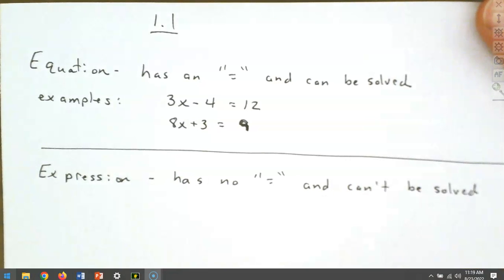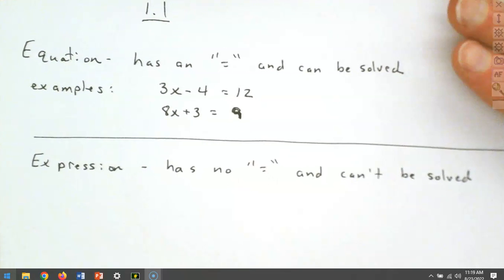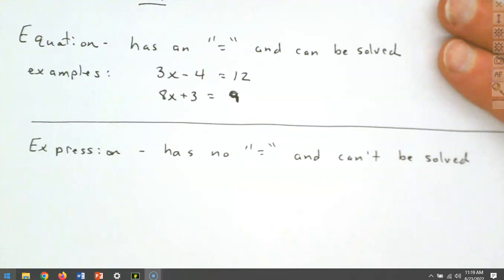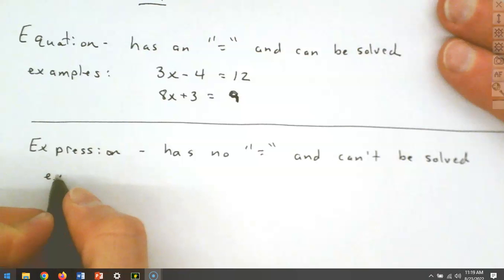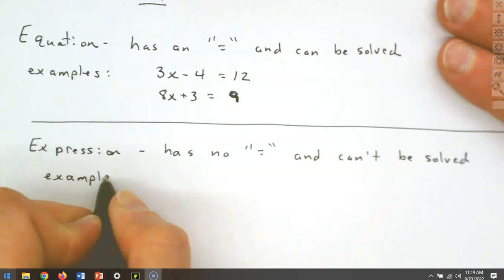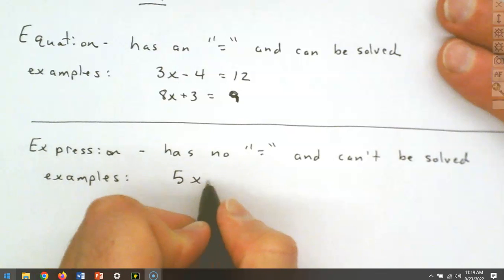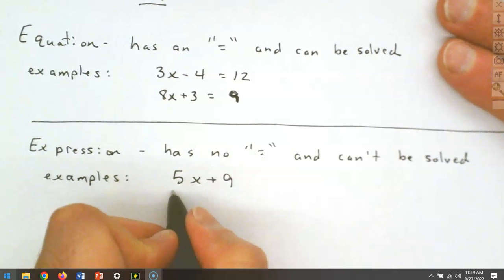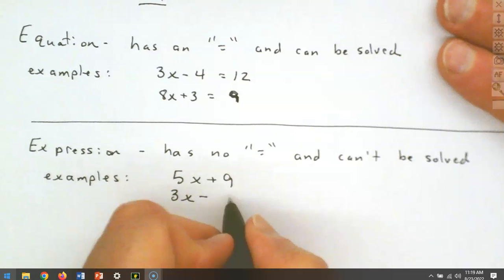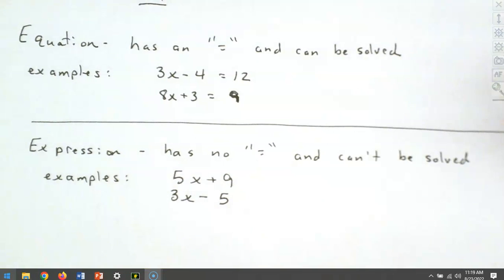You might be able to simplify an expression, but you can't solve it. To solve it, you have to have an equal sign. And so here's some examples of expressions. 5x plus 9. 3x minus 5. Those are expressions. Right? And what's the difference between an equation and an expression? Well, it's just the equal sign.